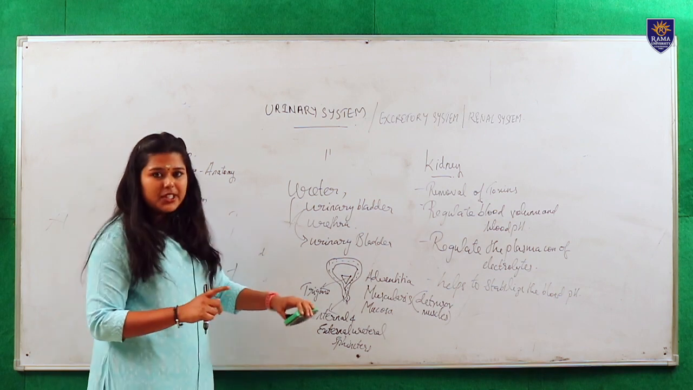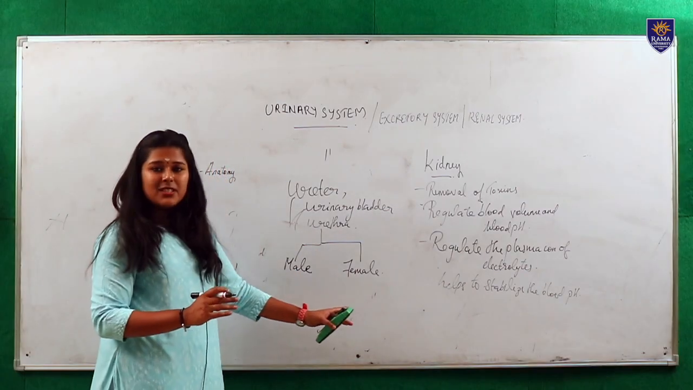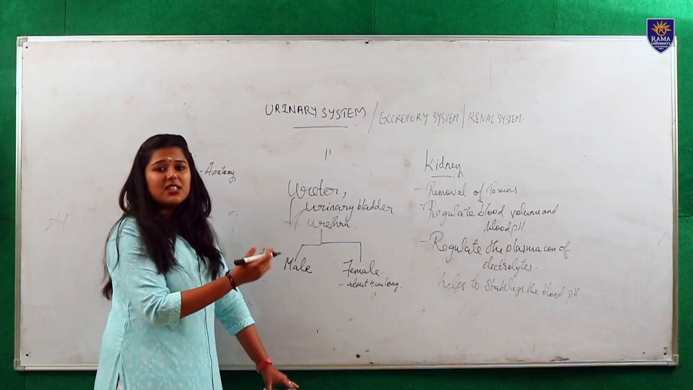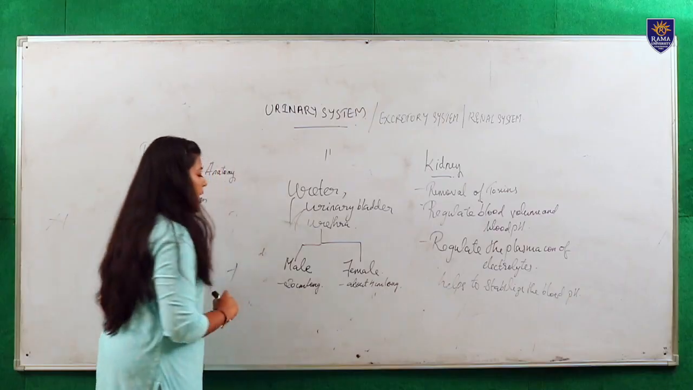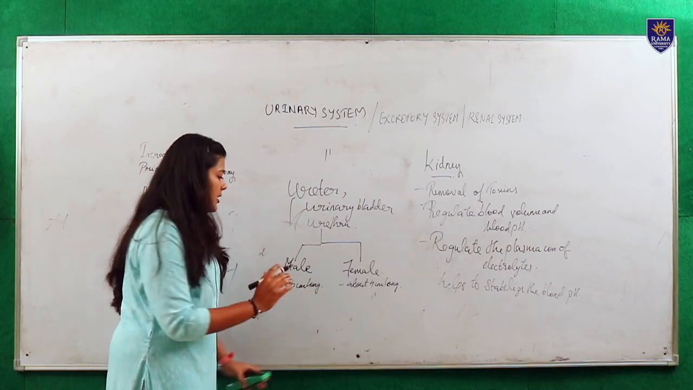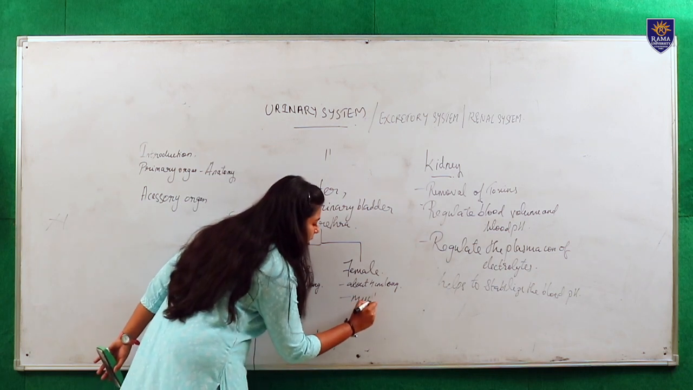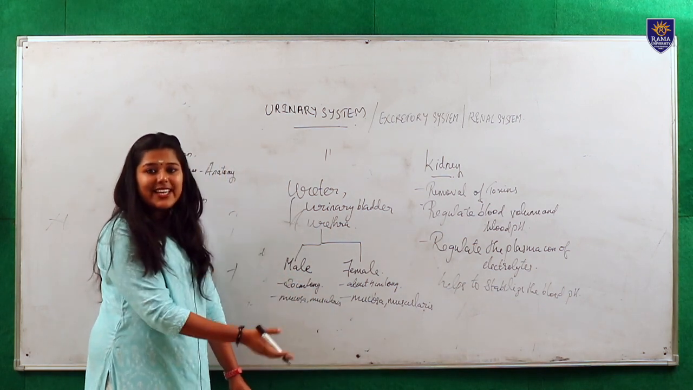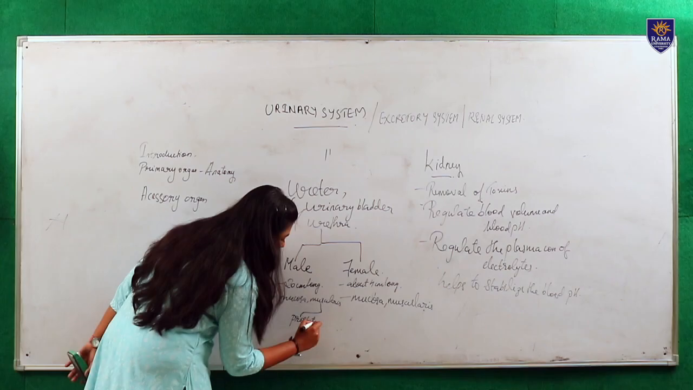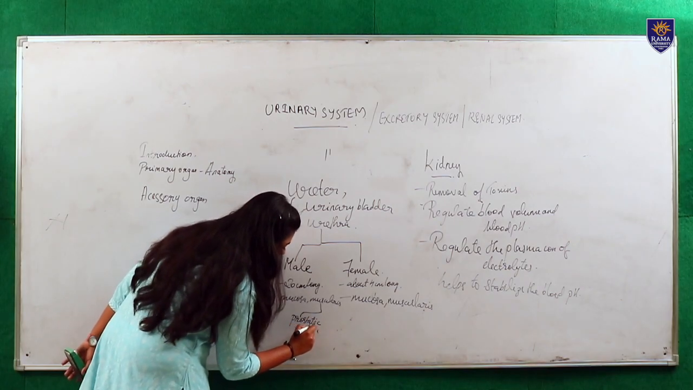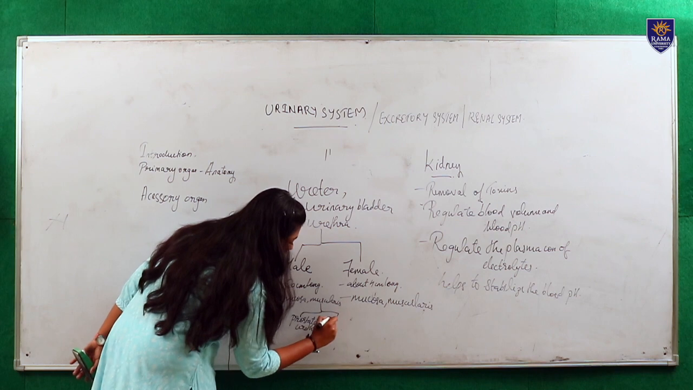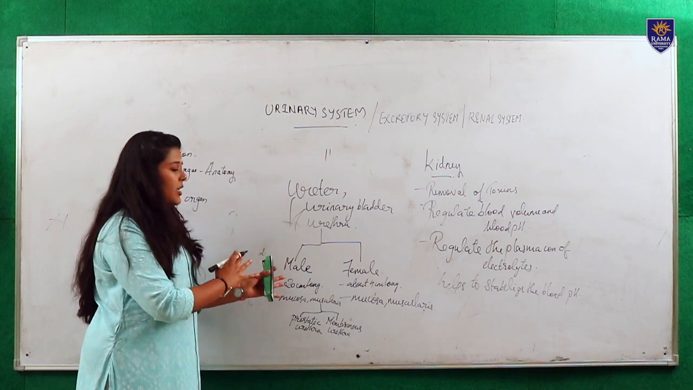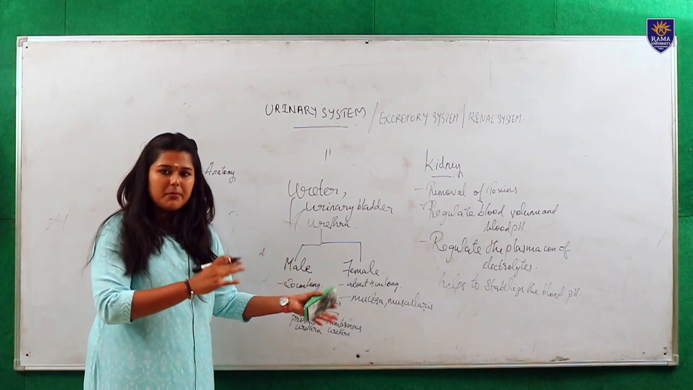But when it comes to the urethra, there is a difference. For females, the urethra is about 4 cm in length, but for males, it is around 20 cm in length. The muscles present are similar, that both have mucosa and muscularis. But for males, this muscularis is again classified into prostatic urethra and membranous urethra.